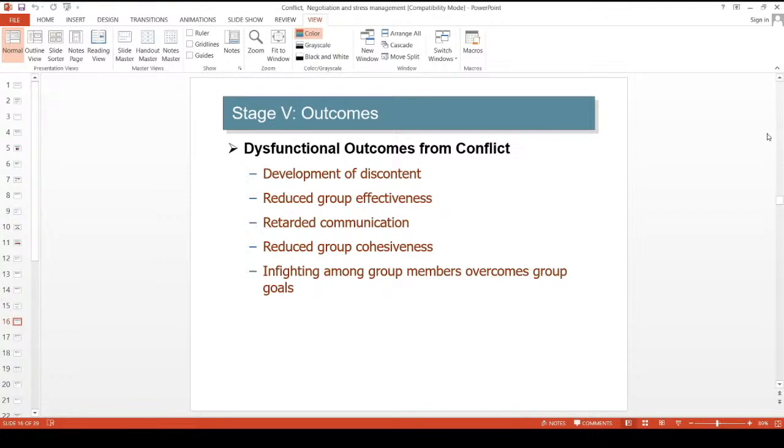What can be the dysfunctional outcomes of the conflict? These are the things most managers want to avoid out of that conflict process: the development of discontent, reduced group cohesiveness and effectiveness, retarded communication, and infighting among group members that overcomes group goals. So these should be avoided by the managers. This was the overall conflict process, in which there are different stages which we have just discussed.